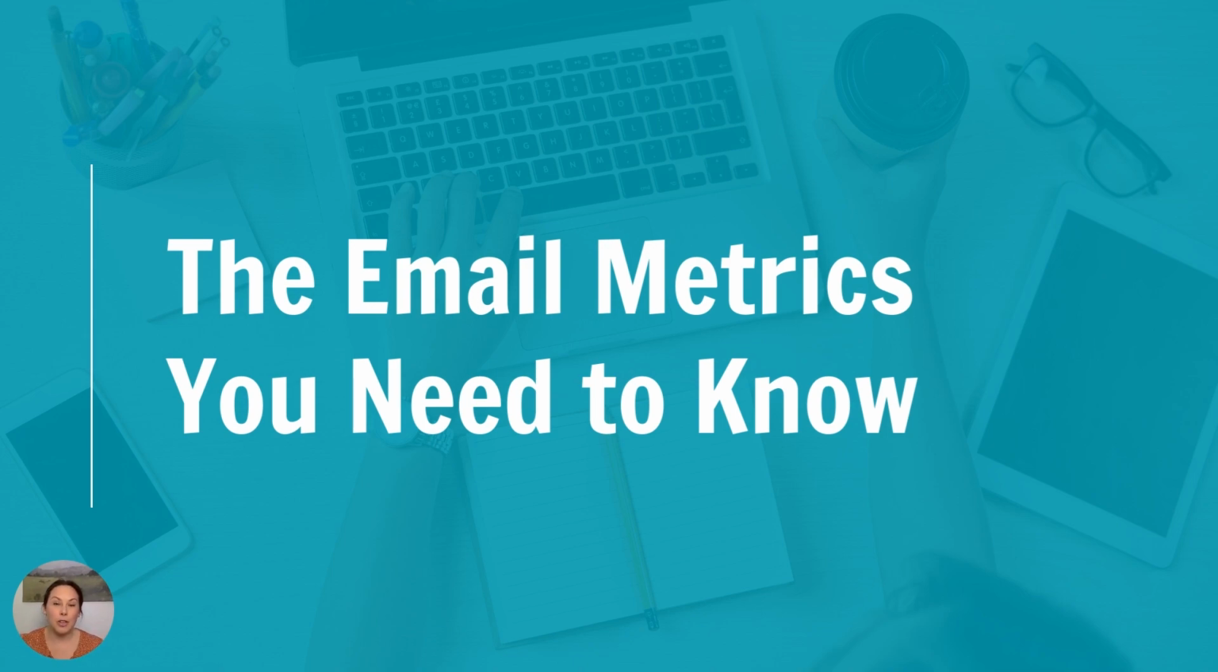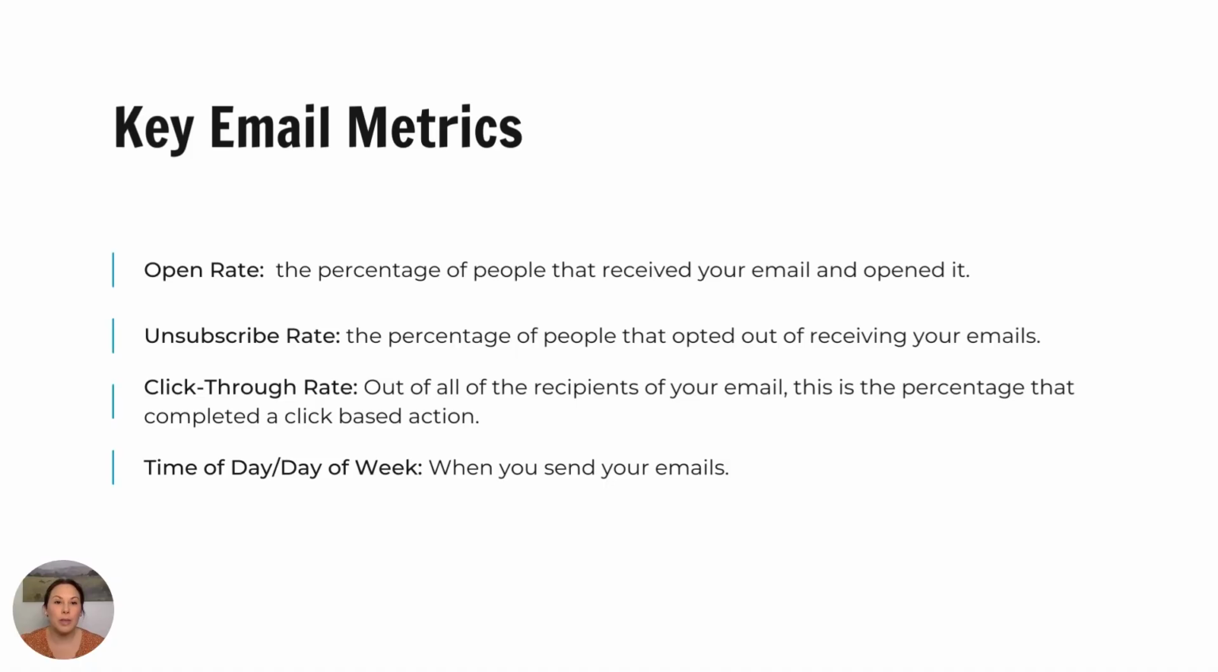There are a number of things that you can look at to see if there's a change over time, but let's start with these. Your open rate. This is the percentage of people that have received your email and opened it to read it. Your unsubscribe rate. This is the percentage of people that have opted out of receiving your communications. Your click-through rate. Out of all the recipients of your email, this is the percentage of people that took a click-based action. And lastly, this one you might want to keep track of just on your own or with a pen and paper, but time of day and the day of week that you send your emails. So for example, do you send your emails every Monday or Wednesday? And on those days, are you sending them in the morning? Are you sending them after work? Those are all really important data points and metrics that you can track over time.